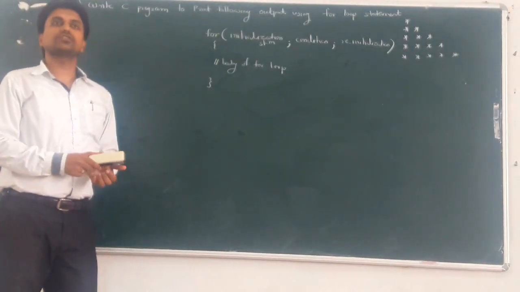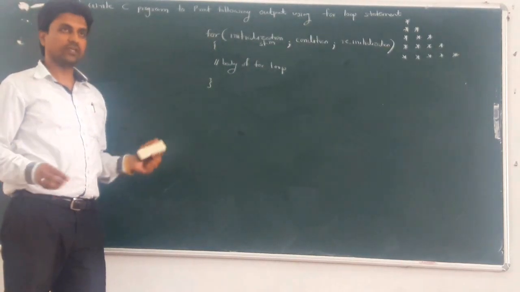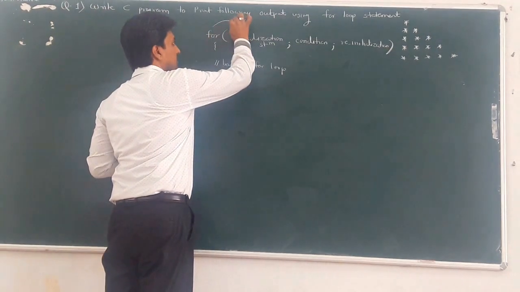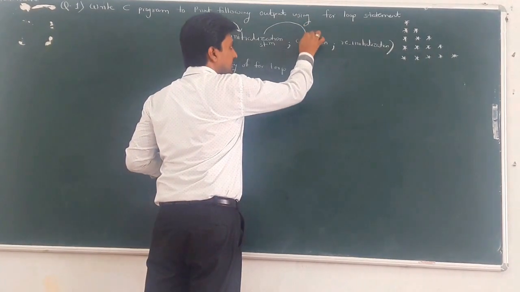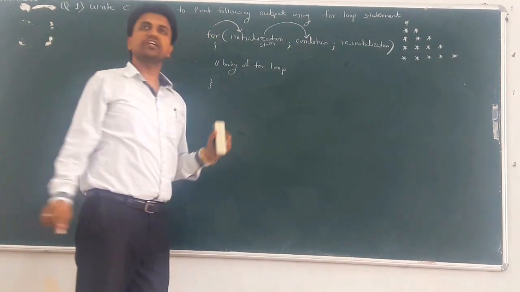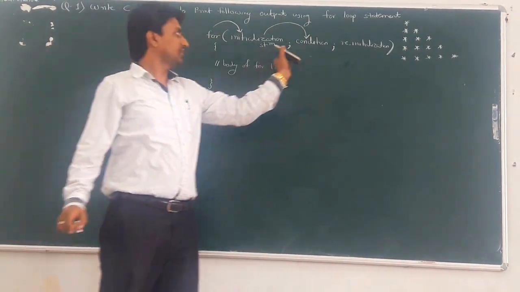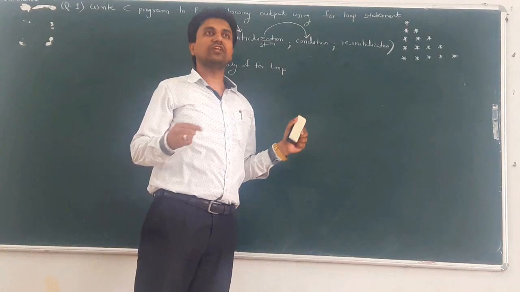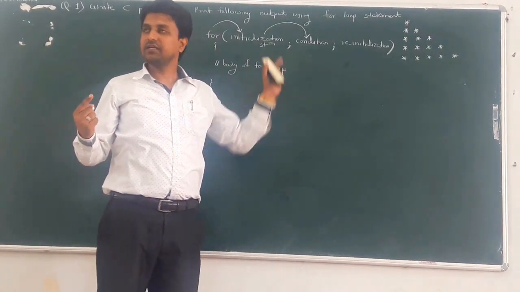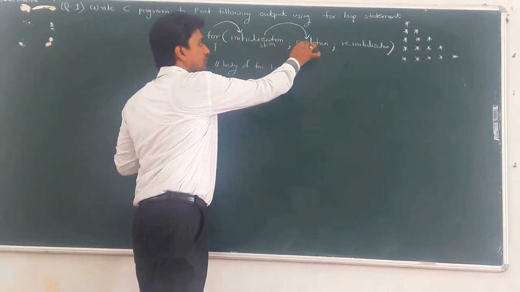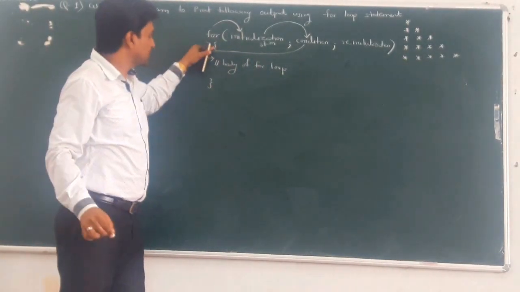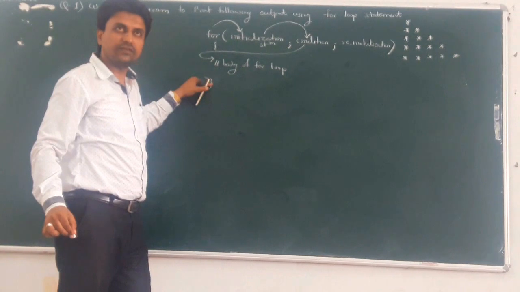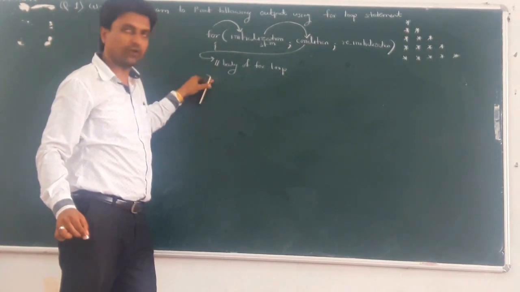So what is the execution flow of this for loop? First, check the initialization statement. After that, the initialization statement executes, then it checks the condition. If the condition is true, that means it evaluates to a value of 1. Clear? So if the condition is true, only then is there entry to the body of the for loop. Then it executes all the statements in the body of the for loop.